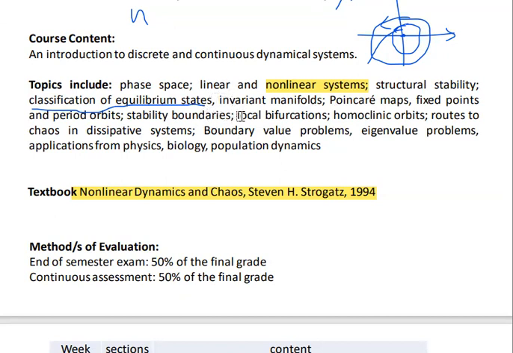So bifurcation, and chaotic behavior. We will discuss chaotic behavior of a system, dissipative systems, and some applications of these things, periodic and chaotic behaviors, chaotic systems. We will discuss applications from physics, biology, and so on.